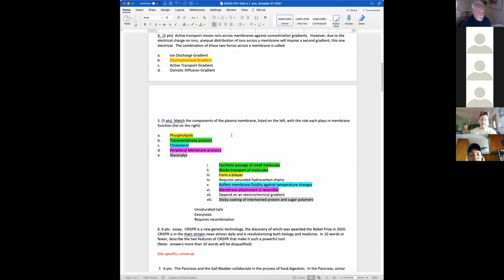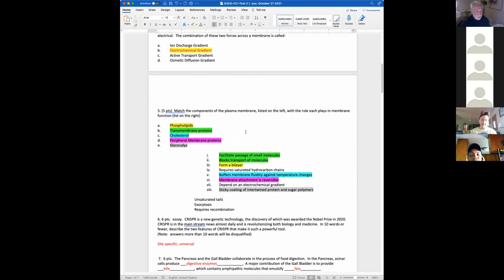The next question, match the components of the plasma membrane on the left with the role each one plays in membrane function. I've color-coded this. Phospholipids form a bilayer. Transmembrane proteins, these are the ones that go all the way through the membrane. Now, the answer I was looking for was they facilitate passage of small molecules.